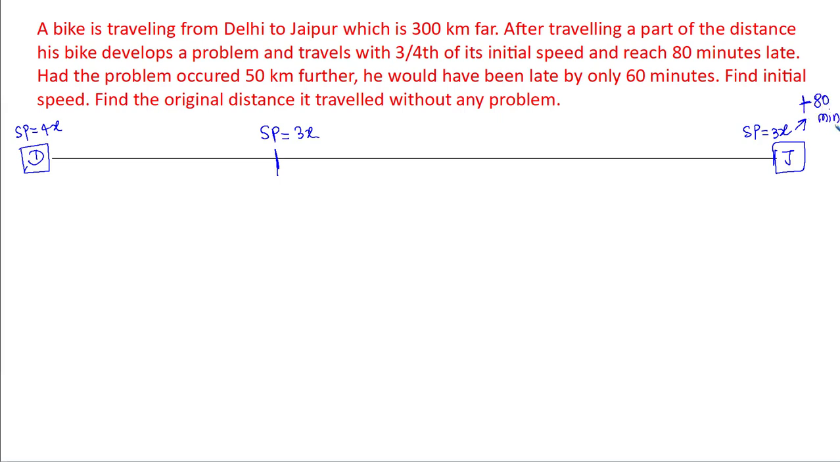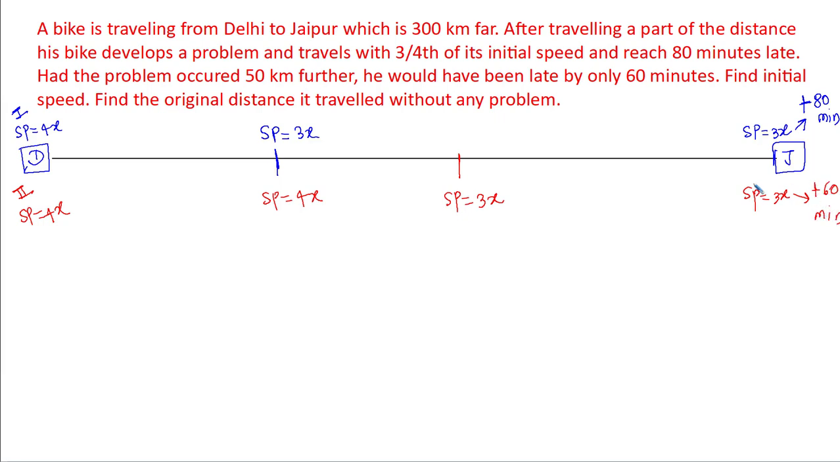This is the first situation. Now let's have a look at the second situation. In the second situation, the initial speed is 4x. After coming to this point, the speed is again 4x only. In the second case, the problem is going to occur 50 kilometers further, over here. Over here the speed becomes 3x, and till the last point the speed will remain 3x, and we are late by only 60 minutes, so we need 60 minutes extra in the second situation.